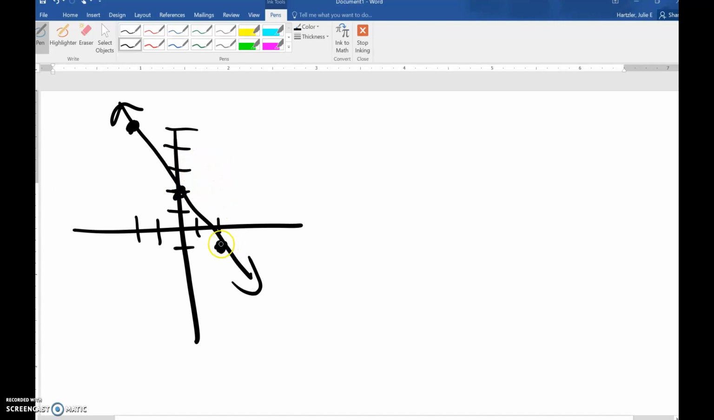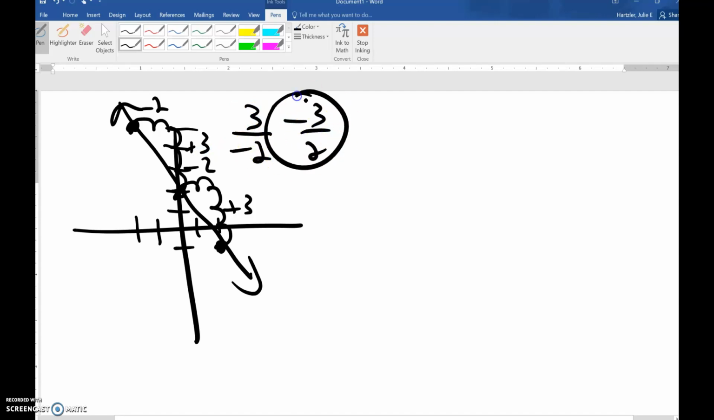But I could count. So if I rise 1, 2, 3 and run back, what, -2? So if I go up 3 and back 2, go up 3 and back 2, that actually works. So I'm going up 3 and back 2, which is negative. So -3/2 is my slope.